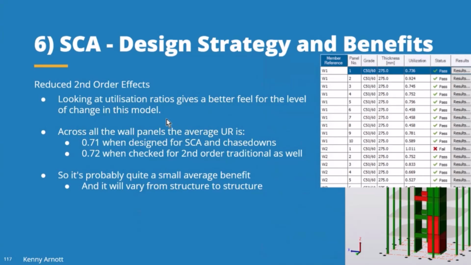If I look at utilizations, it might give a better feel for the level of change. If I'm focusing just on the wall panels, then the average UR is 0.71 when I designed for the stage construction analysis and the chase downs, and then when I check it for the second order analysis, the average utilization ratio goes up to 0.72. So for this model, on average, there's only about a 1% change, a 1% potential for benefit on average. So on average, it is probably quite a small benefit, but it is a benefit, and it's a benefit for your customers, and it's potentially a benefit for the environment too, as we design a more efficient structure.